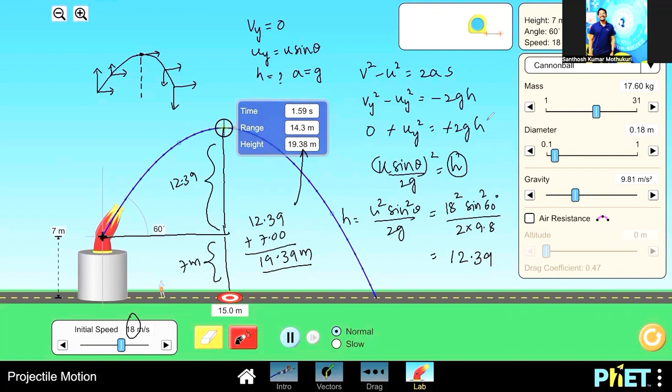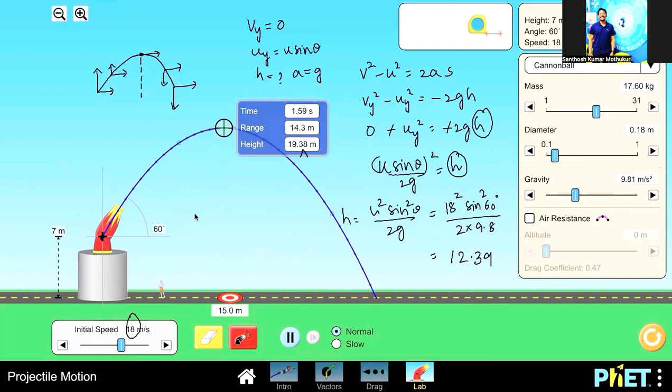Here we need to be careful what h is. It's not the complete height. This is from the point where it has been projected. So it is already at a height of 7 meters. Then we need to add that to find out the maximum height or the total height. So 19.39 is proved. Now let us see another important thing, which is time, right?